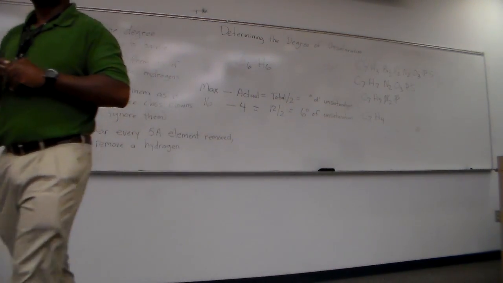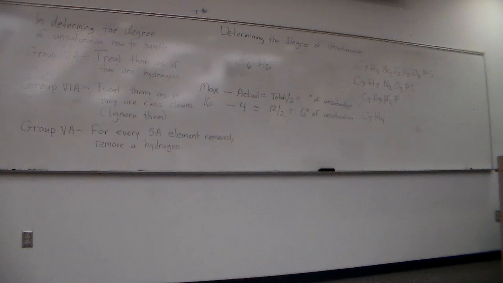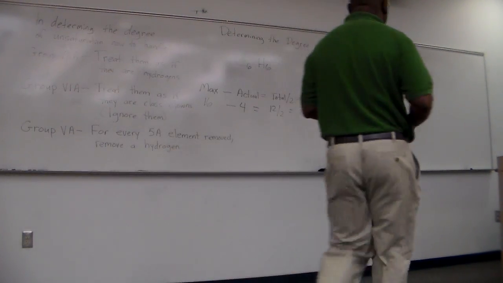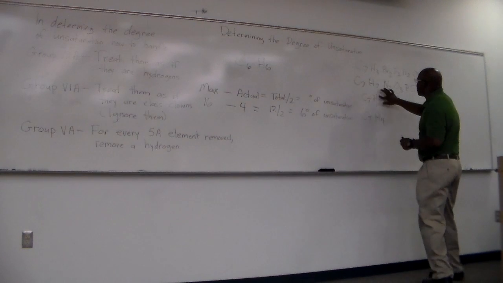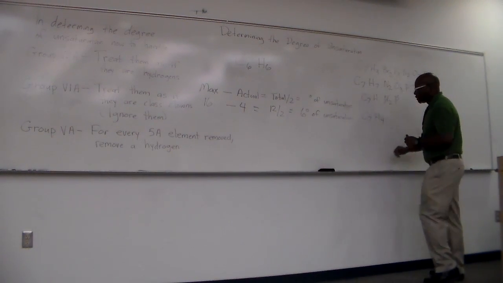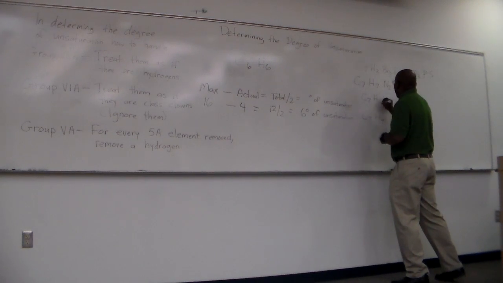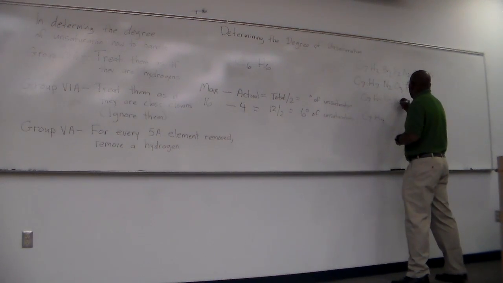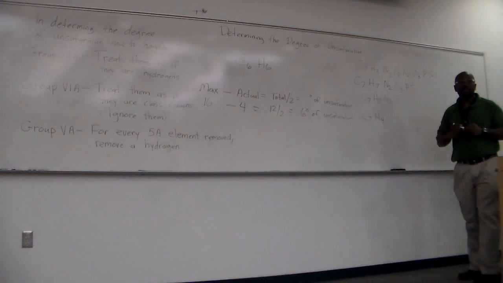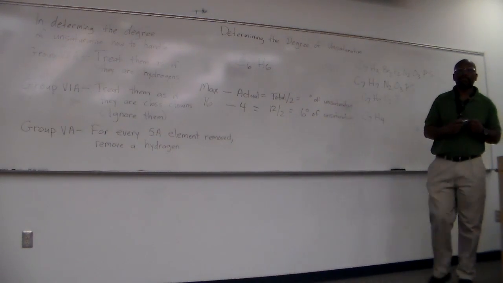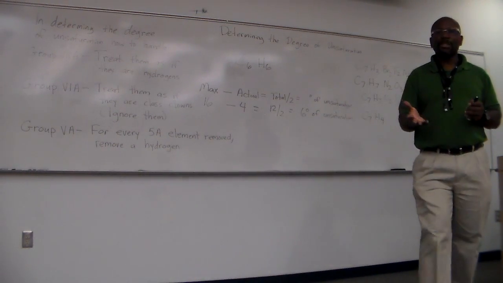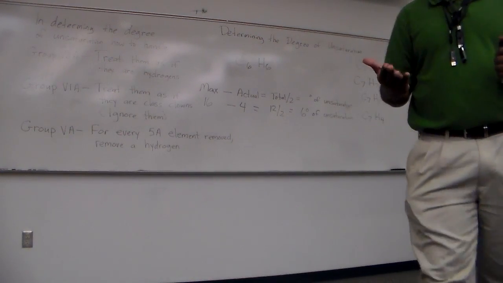Can you tell me how you got H4 again? I know we have to remove a hydrogen for each element removed, for each group 5 element. Okay. On the periodic table, what elements are group 5? Those are group 5 elements, nitrogen and phosphorus.